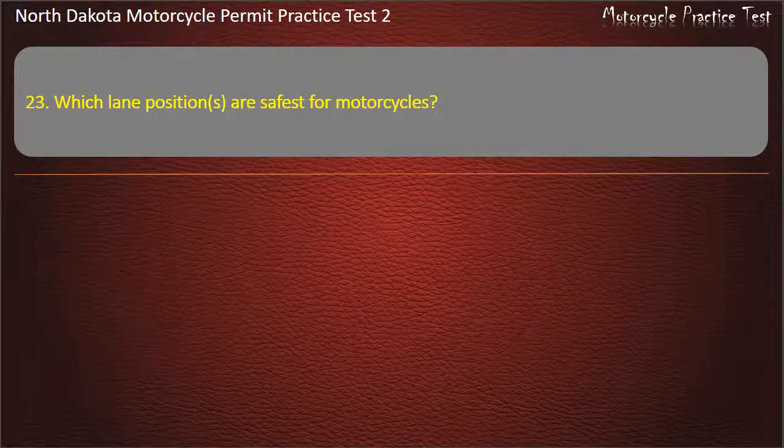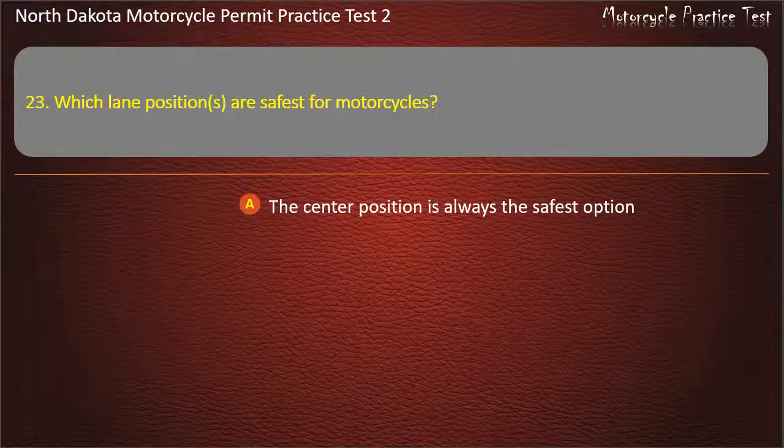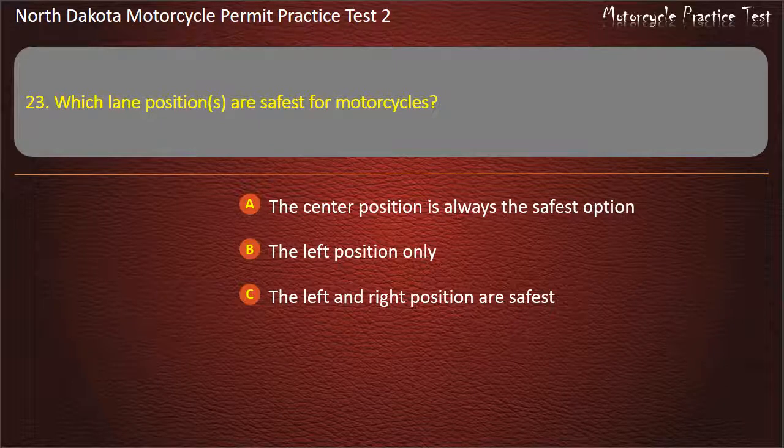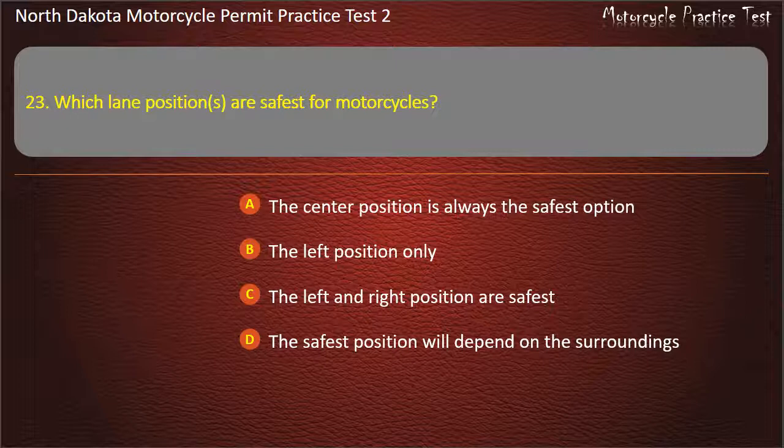Question 23. Which lane positions are safest for motorcycles? The center position is always the safest option. The left position only. The left and right position are safest. The safest position will depend on the surroundings. Answer: The safest position will depend on the surroundings.